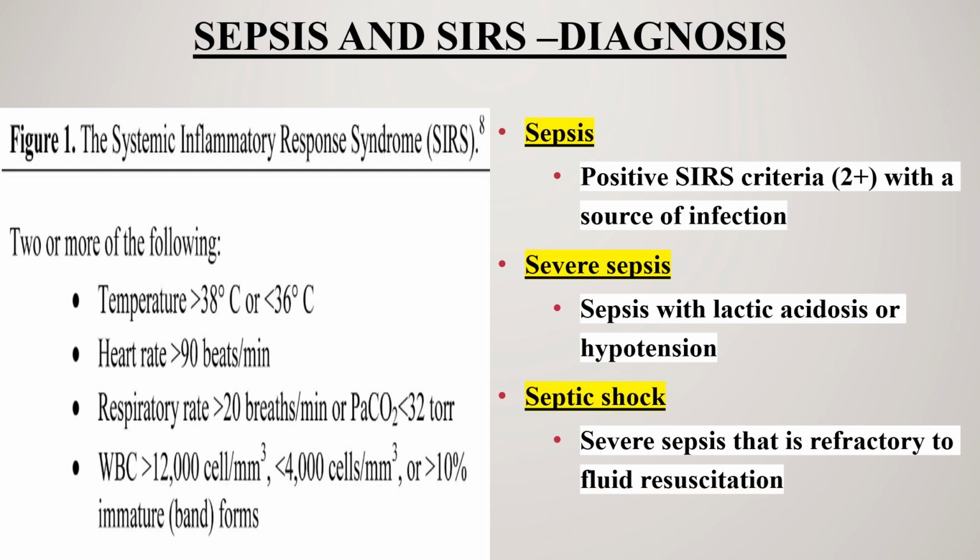Sepsis is diagnosed as having two or more positive SIRS criteria with an identified or suspected source of infection, and then it's further classified into severe sepsis, which is the presence of sepsis with lactic acidosis or hypotension. Lactic acidosis is signified by a lactate of greater than 4 millimoles per liter in an acidotic patient, so a pH of less than 7.35 on ABG. Septic shock actually can't be diagnosed until after fluid resuscitation has been completed, because this is severe sepsis that is refractory to fluid resuscitation.